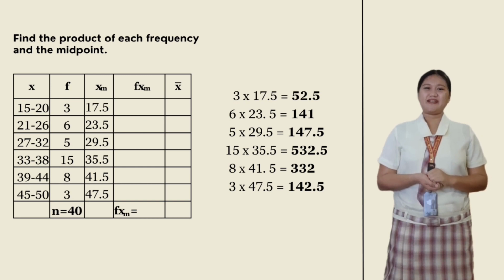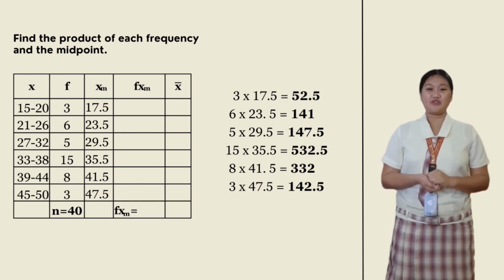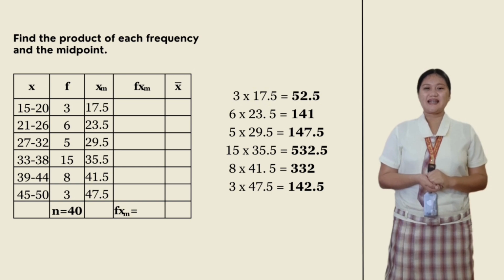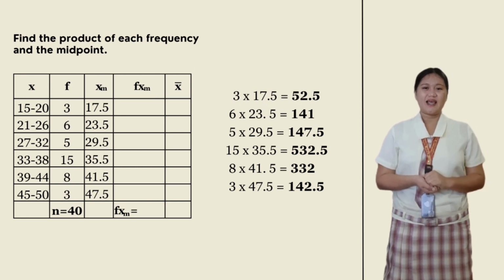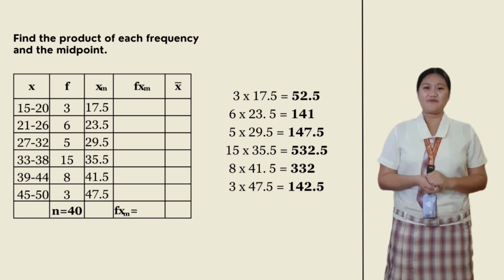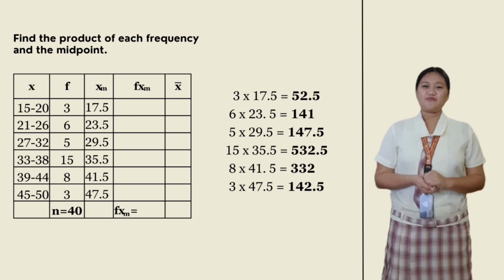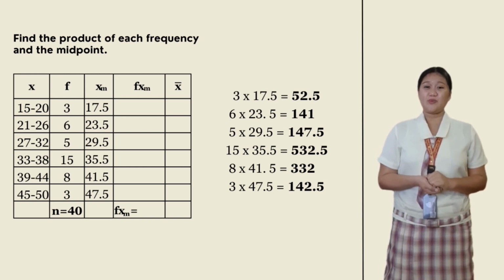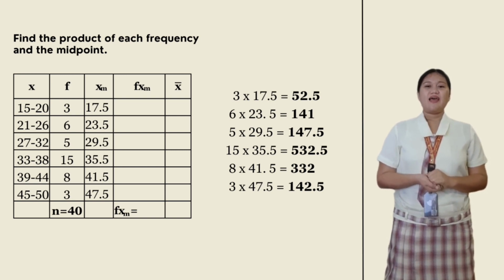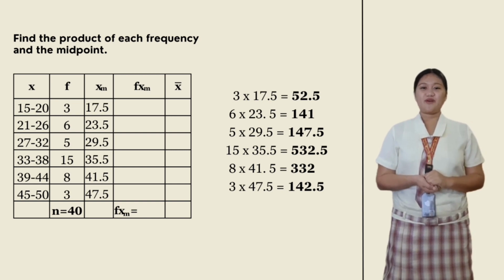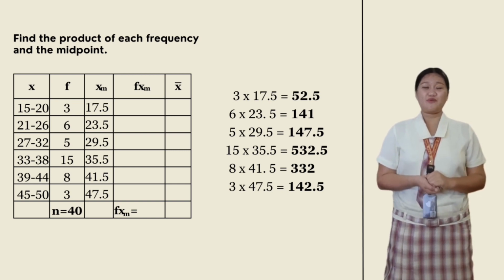3 times 17.5 is equal to 52.5. 6 times 23.5 is equal to 141. 5 times 29.5 is equal to 147.5. 15 times 35.5 is equal to 532.5. And 8 times 41.5 is equal to 332. And 3 times 47.5 is equal to 142.5.